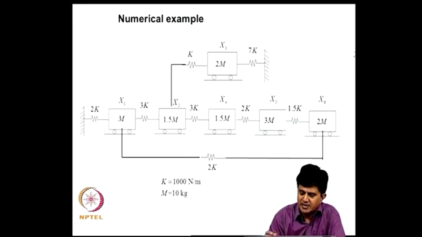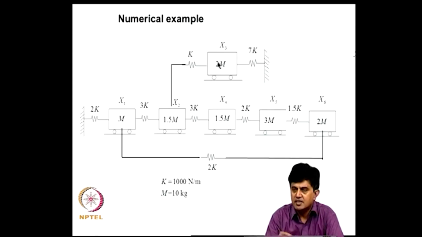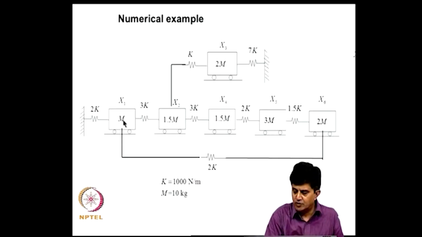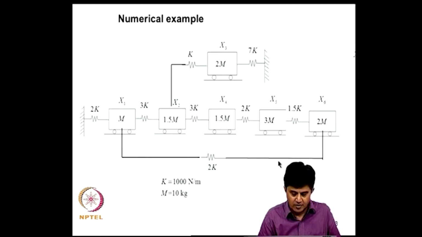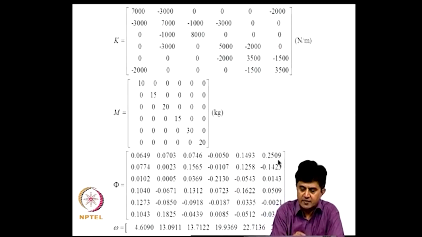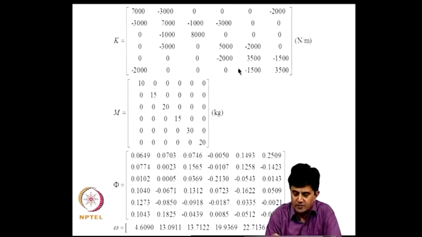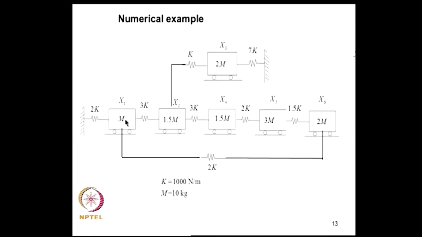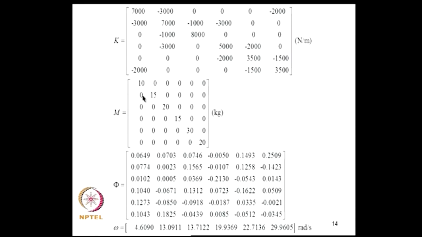So, let us consider a simple example having 6 degrees of freedom with springs as shown here, and we will assume stiffness is 1000 Newton per meter and mass is 10 kg. So, this is a simple vibrating system. The only thing of interest is that x1 and x6 are coupled. So, the stiffness matrix will have certain off diagonal terms to reflect that. This is the stiffness matrix for the system. As you can see, there is a term here which reflects coupling between the first and the sixth mass, this mass and this mass.